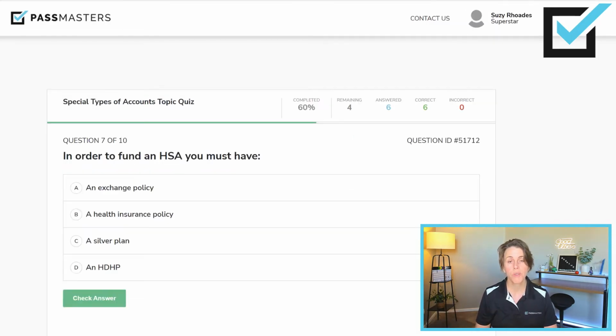In order to fund an HSA, you must have an exchange policy, a health insurance policy, a silver plan, or an HDHP. An HSA is a health savings account. In order to fund an HSA, you must have an HDHP. That's a high deductible health insurance plan. It must be HSA compatible.